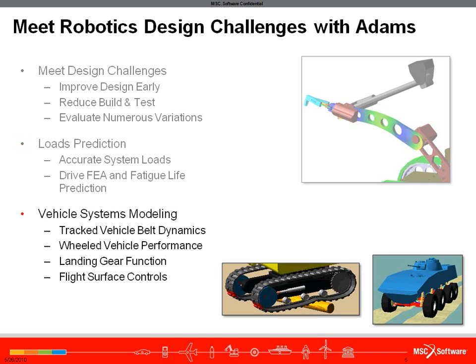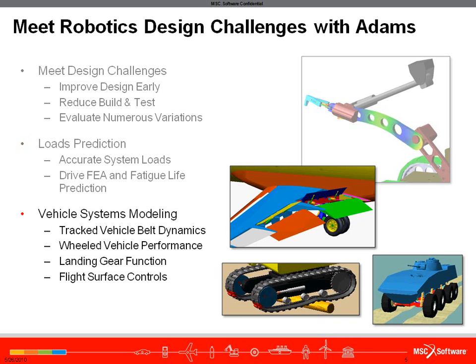Many robotic applications face design challenges common to vehicle systems engineering, such as tracked vehicle mechanism and belt dynamics, typical wheeled vehicle performance concerns like handling and ride targets, and aerospace vehicle requirements like landing gear function and flight surface controls design. Engineers have long met such challenges and improved such designs with atoms.